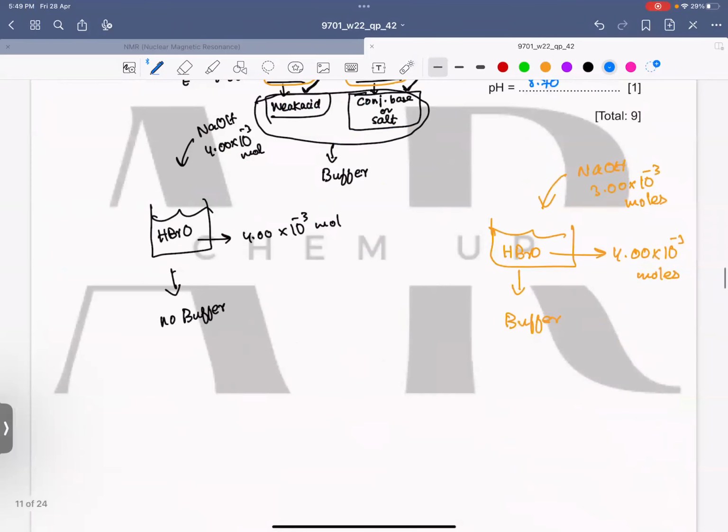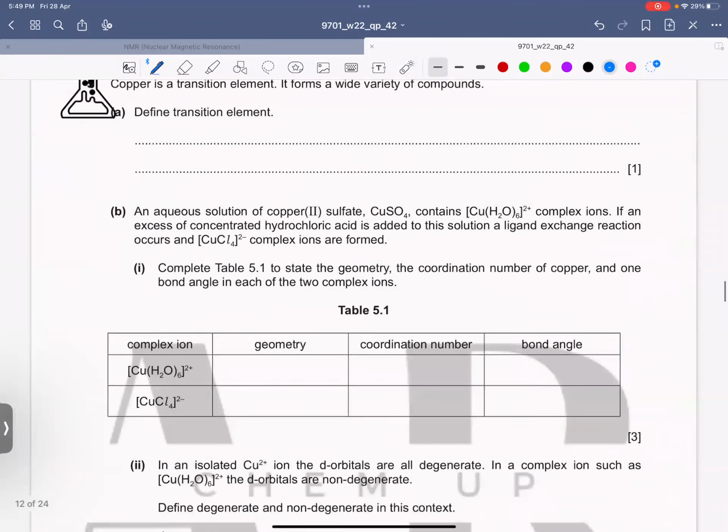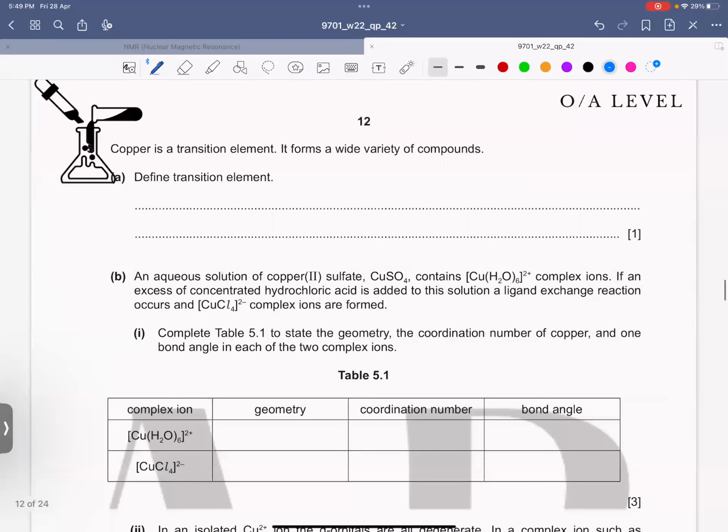Okay. Now, question number 6. Copper is a transition element. It forms a wide variety of compounds. Define transition element.